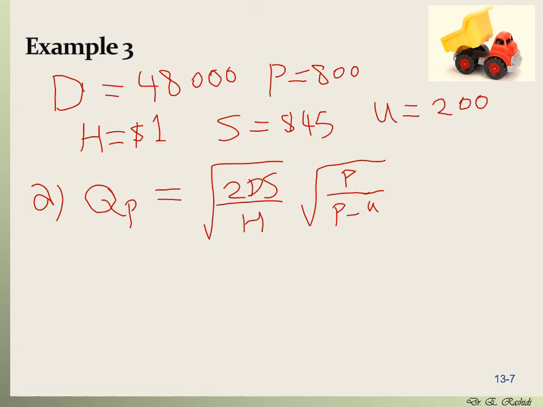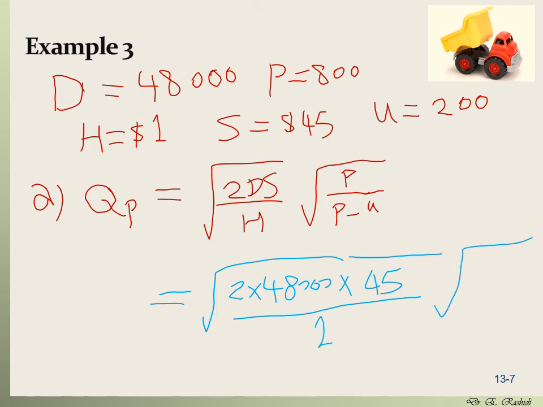So if we plug in the numbers here, we're going to get 2 multiplied by demand, which is 48,000, multiplied by S, which is 45, divided by H, which is 1, multiplied by P, which is 800, divided by 800 minus 200. If we do this math, we're going to get QP equal to 2400. So each time they run, they do the manufacturing, if they produce 2400 rubber wheels, that's going to make the total inventory cost minimal. So that's going to be the optimal production level. Let me clean this up and write it.